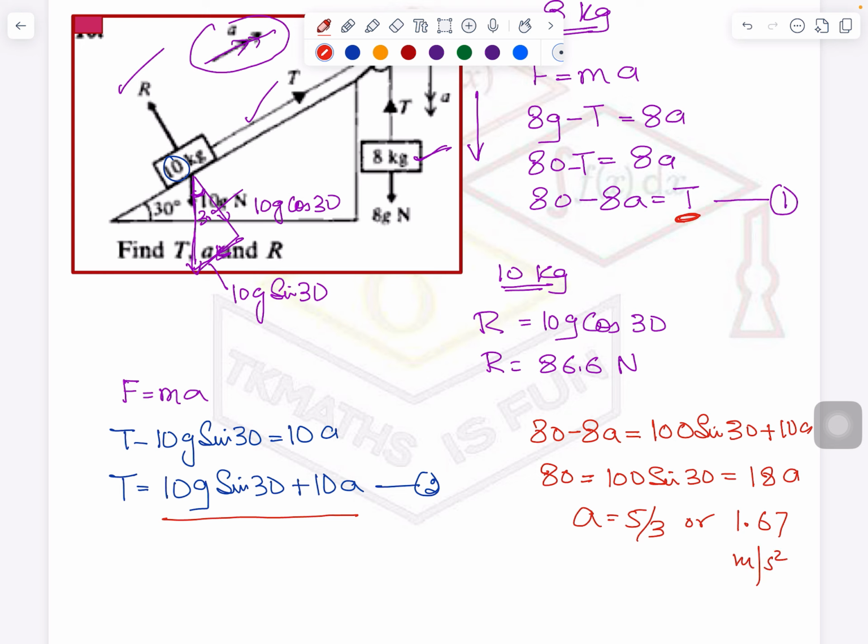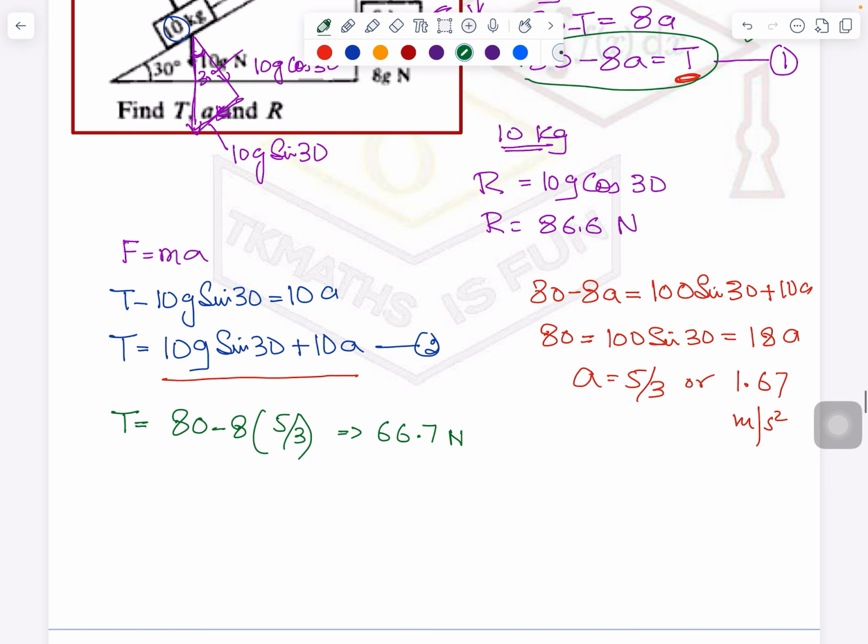So you got the acceleration, but you have to find tension also according to the requirement. So now you just substitute the value here or in this equation, your choice. I'm substituting here because it's small and easy. 80 minus 8 times 5/3, and I got here 66.7 Newton. Write the right unit: force is Newton, acceleration is meters per second squared.